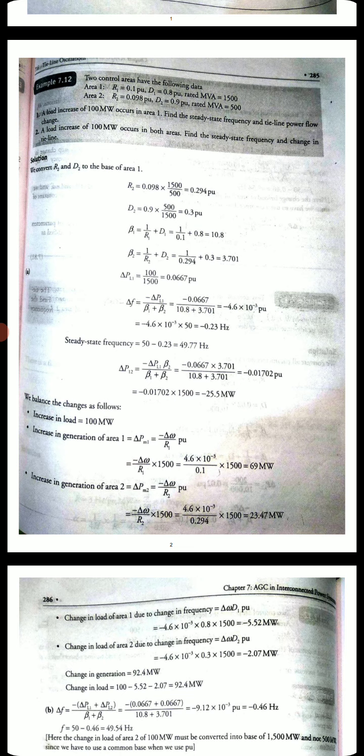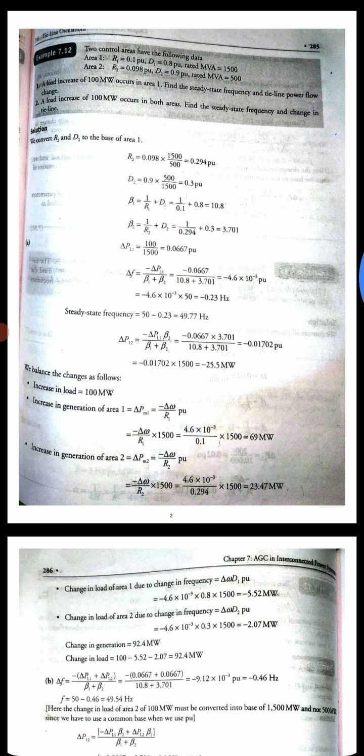So delta P12 is minus delta PL1 beta 2 divided by beta 1 plus beta 2. We will get minus 0.01702 per unit, or on the base, multiplying by 1500 megawatt, we will get minus 25.5 megawatt.